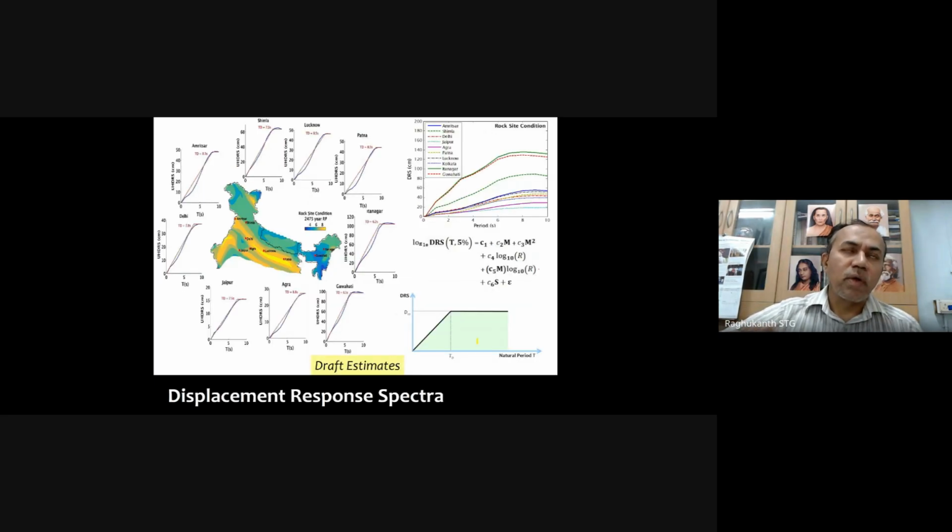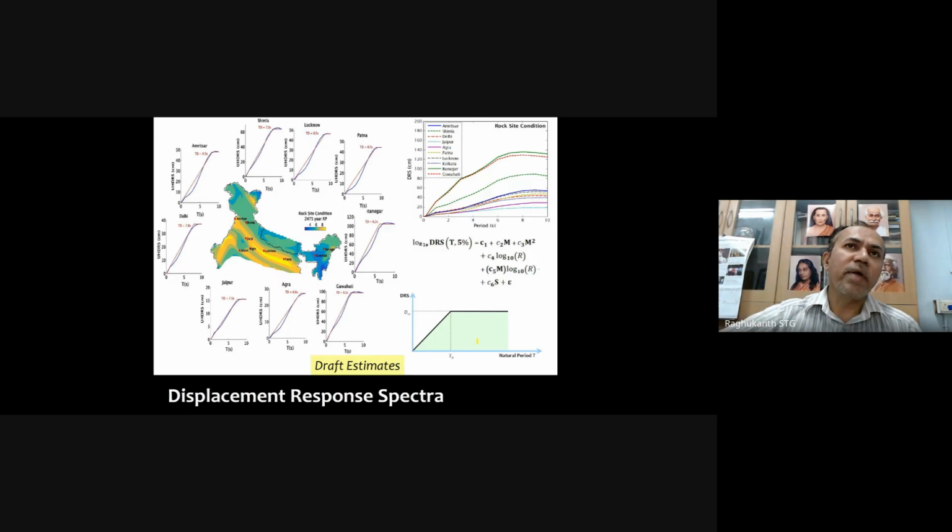In the IS code, we have given the design spectrum, and we have given the time histories from both approaches. One is spectrum compatible. Then we have also given the scaling, some 30 time histories also. We have also done displacement response spectra, and energy spectra we have also computed. Of course, this is for the future code.